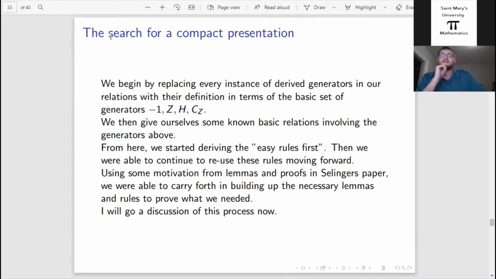So it's a big task, but that's somewhere to start, and we can also give ourselves some basic relations involving the generators, like the real Clifford operators that we would kind of know and are more familiar, namely that the Z moves past CZ and little things like this. So you can start with a little group of things and a direction to go, and then from here we start deriving the easy rules first, maybe the ones that just involve Z's moving past things, no 3 qubits, nothing, and then we can continually reuse these as the rest of the process goes on.